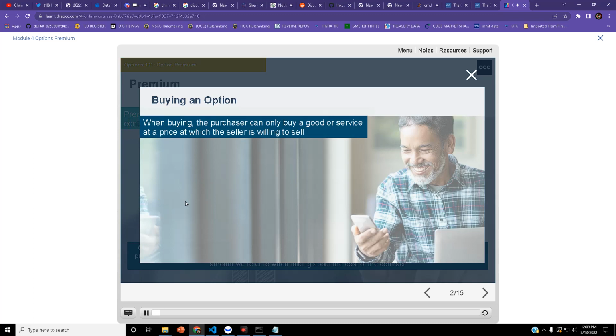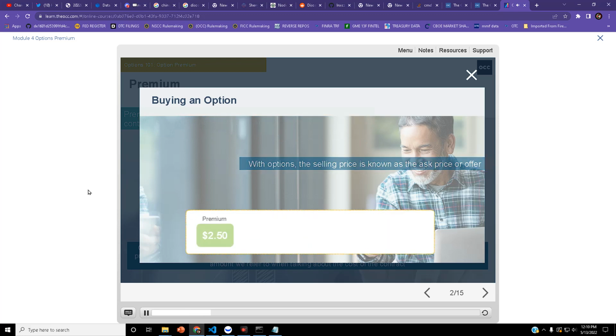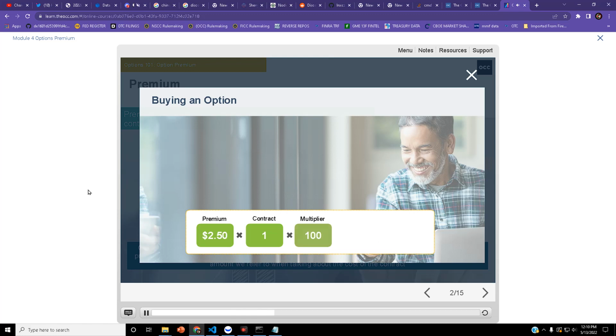Just like most goods and services, you can only buy something for the price at which a seller is willing to sell. With options, this selling price is known as the ask price or offer. In this example, the ask price is $2.50, and as each contract typically represents the right or obligation to buy or sell 100 shares of stock, the option price is often multiplied by 100 to reflect the real cost of the contract. In other words, a $2.50 ask price equates to $250 per contract. If you were to buy 10 contracts, the total cost would be $2,500 or $250 times 10.